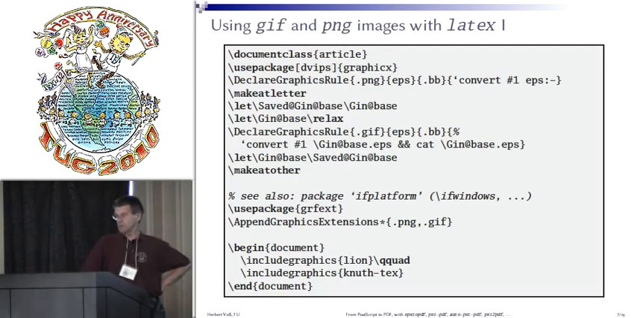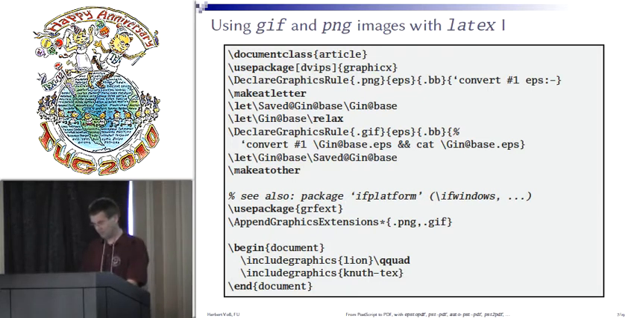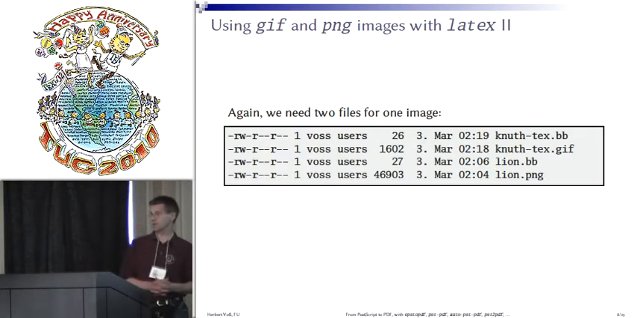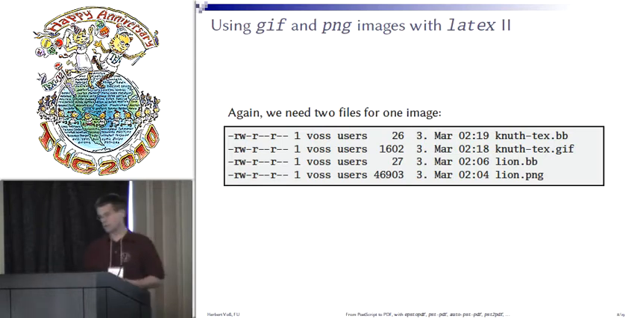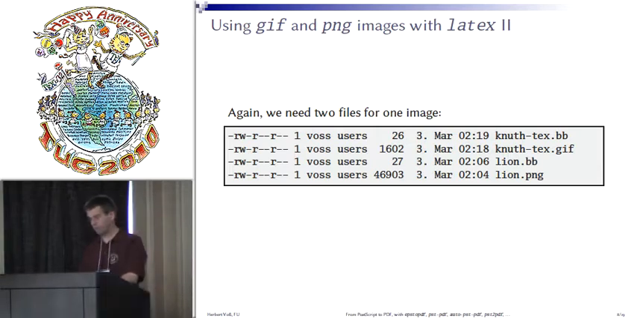The same can be done with LaTeX. You can use also here PNG, EPS or whatever. This example is from Heiko Oberdiek. Don't ask me why we only need this here. TeX doesn't know the size of the images, so you have to create 2 additional files for the bounding box with the extension BB.